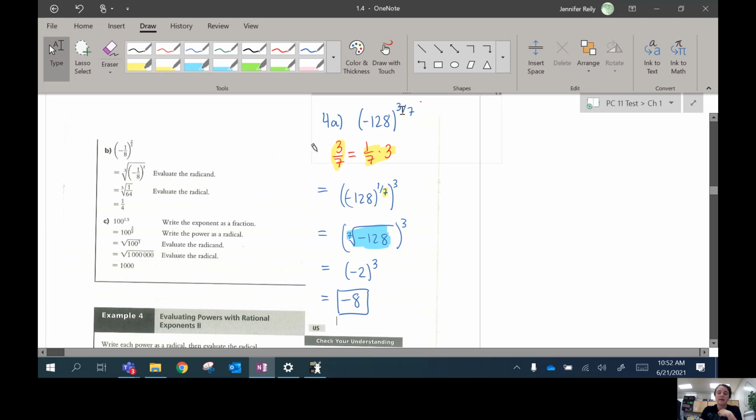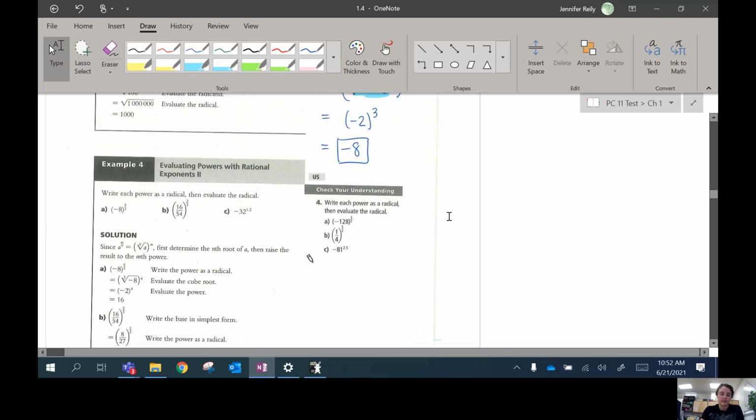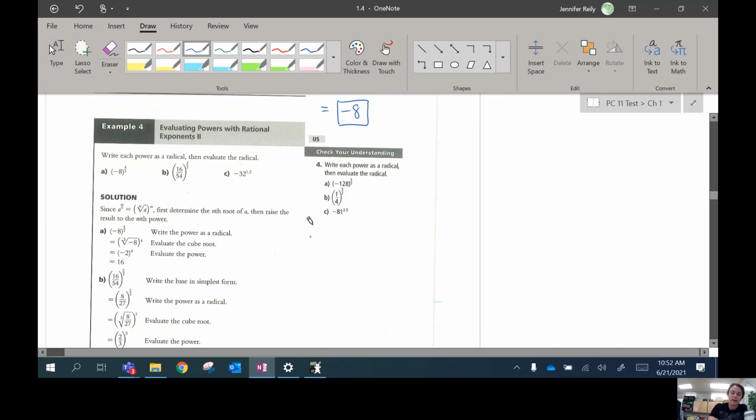And you want to break that into 2 parts. This is different from example 3 because we did the fractional power first and then the whole number power on the outside. Let's do part C. You can do part B if you like on your own. Part C.